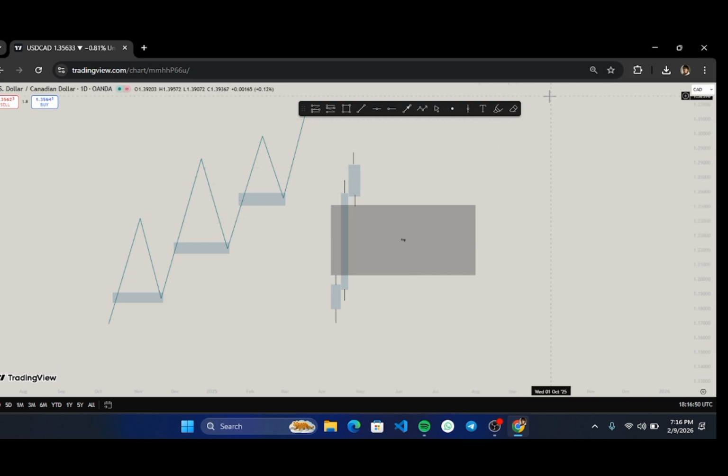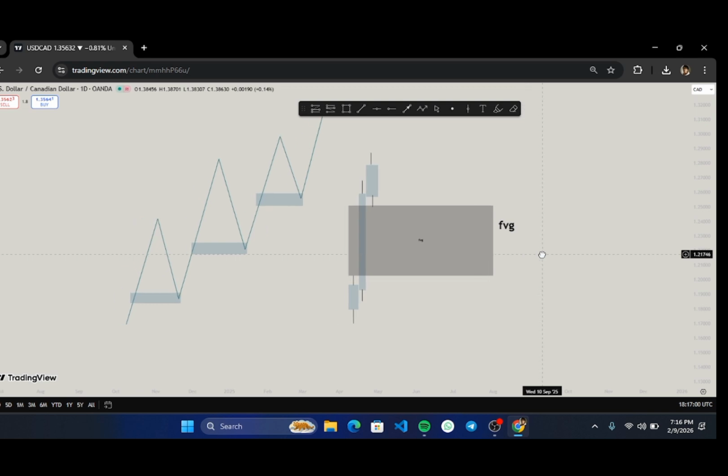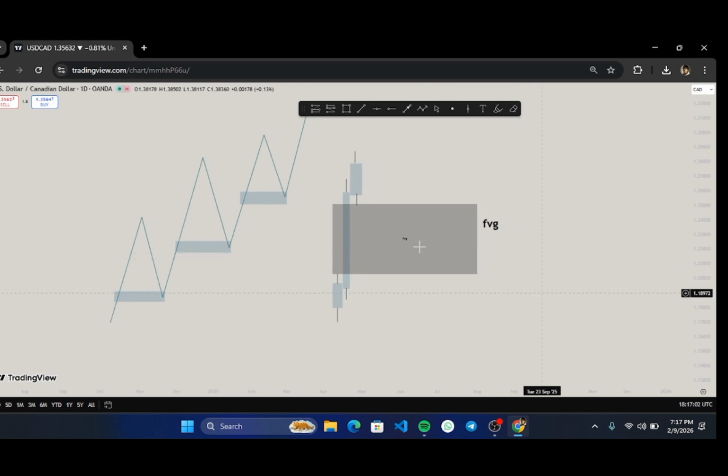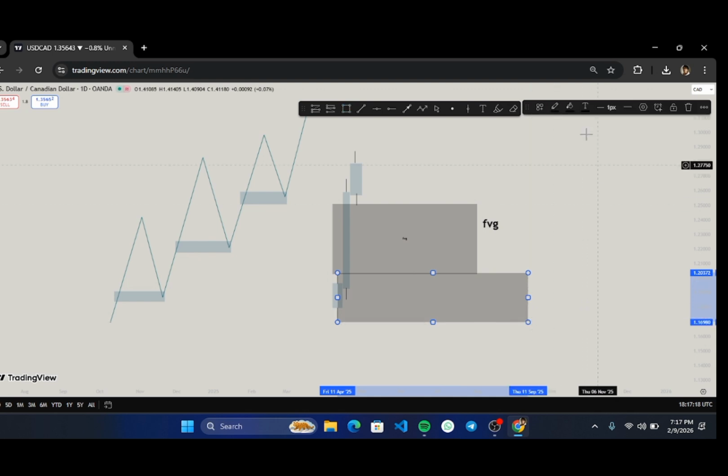This gap is going to be called a fair value gap. I know you might not be able to see it clearly. So this is a fair value gap, or FVG. Now, in this case, this confirms that there is a demand zone lying just below here. Remember, the demand zone is where the market buys from, and the supply zone is where the market sells from. Now, where is the ideal place for me to put my demand? Just below here.